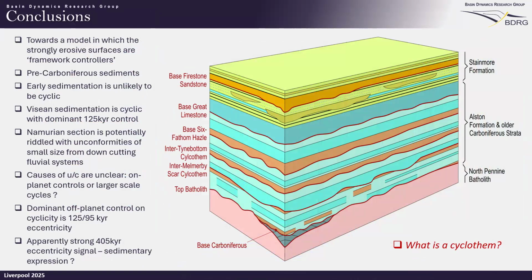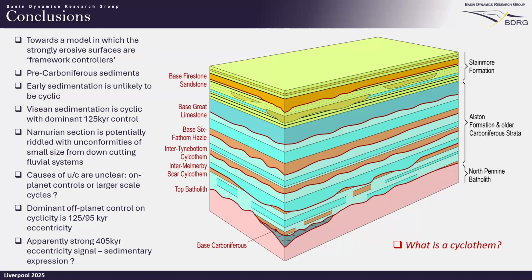We're kind of working towards a model in which strongly erosive surfaces are the framework controllers. In other words, instead of the parallel layer cake stuff that we saw at the very beginning, the model probably should look a little bit more like this, and we should be concentrating on these major erosive surfaces, with thoughts about how the sedimentology works in between. We've got some pre-Carboniferous sediments, which we didn't have before. The early sedimentation is unlikely to be cyclic, as I've drawn it here, so patchy.